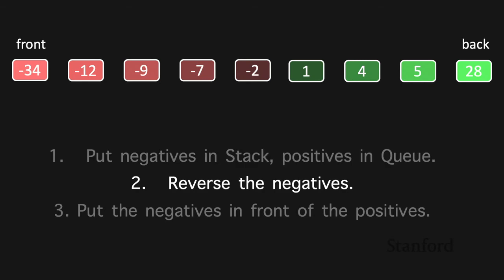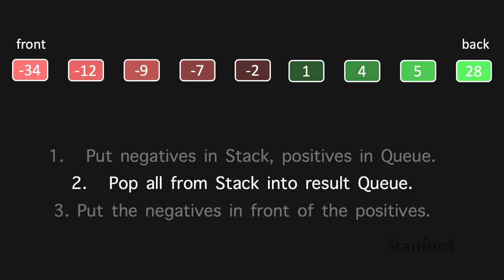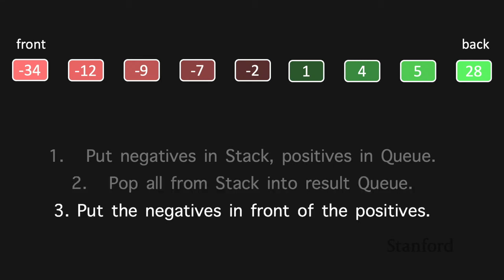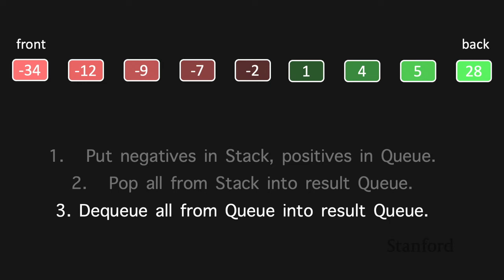As we already mentioned, to reverse the negatives, you can put them into the stack and then just pop them out. That gives you the negatives in reverse order. Does that make sense? And then how might you put the negatives in front of the positives? This is kind of hard to understand because we don't have a diagram, but one way to do that is you can just dequeue from the queue. The queue has all the positives, and just put them back into our original queue.